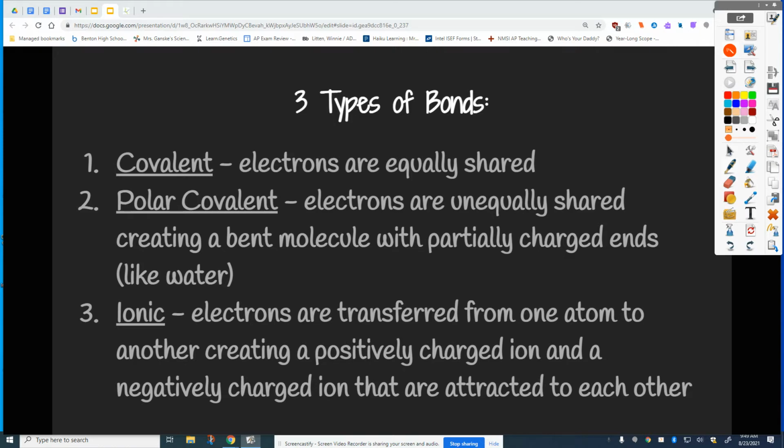The ionic was the easiest to separate. Which one's probably the hardest to separate? Covalent. So the covalent bond is going to be our strongest, and it decreases in strength as we go this way.